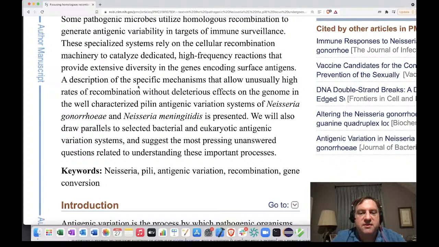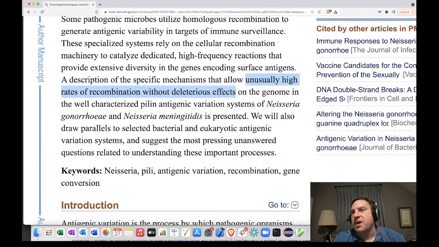A description of the specific mechanisms that allow unusually high rates of recombination without deleterious effects on the genome in the well-characterized pilin antigenic variation system of Neisseria gonorrhoeae and Neisseria meningitidis is presented. All right, so unusually high rates of recombination. This is the thing that's happening a lot without deleterious effects. So we're having recombination without problems.